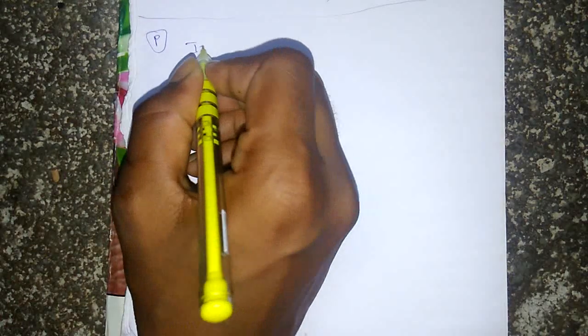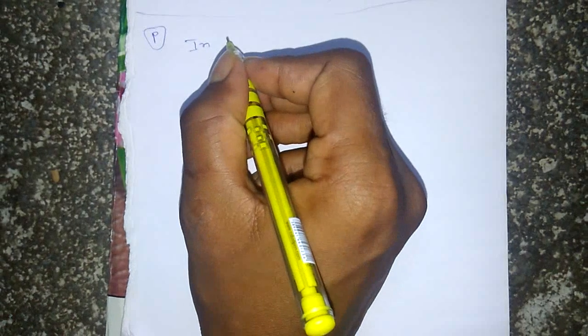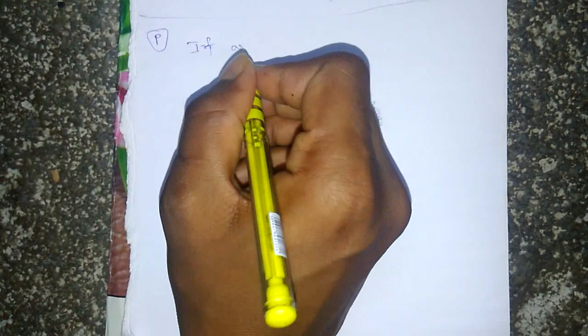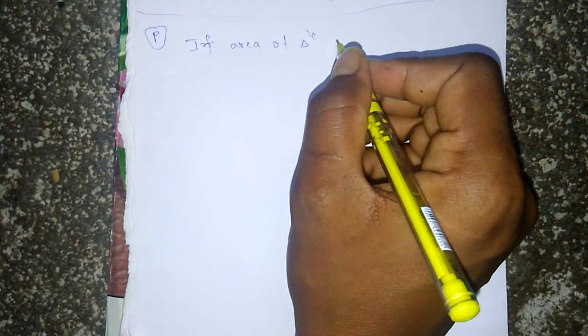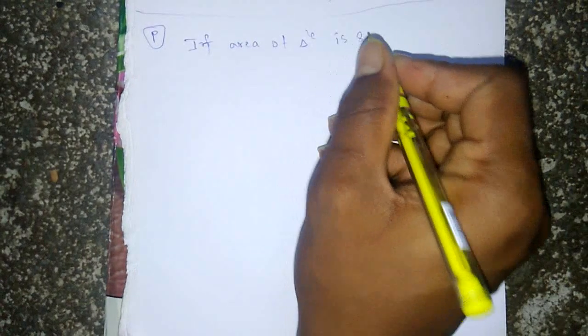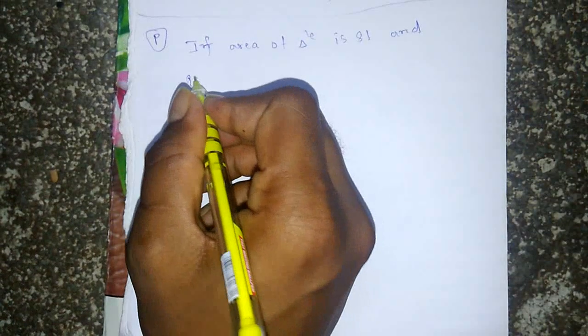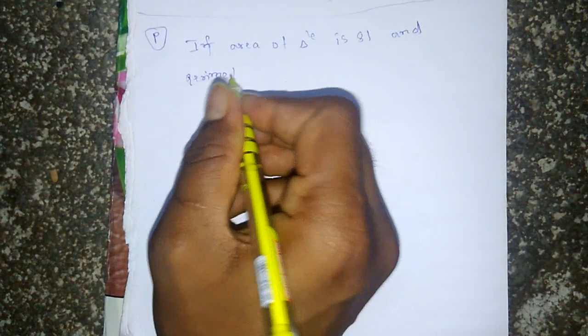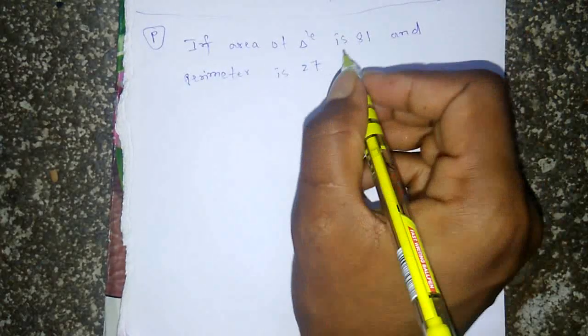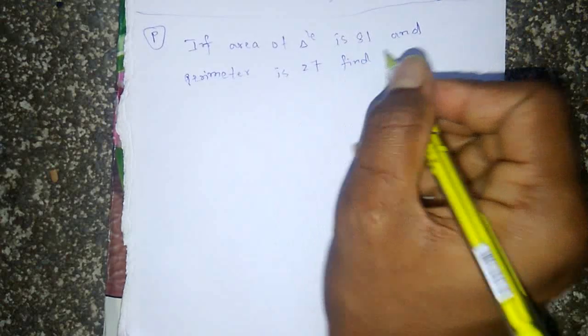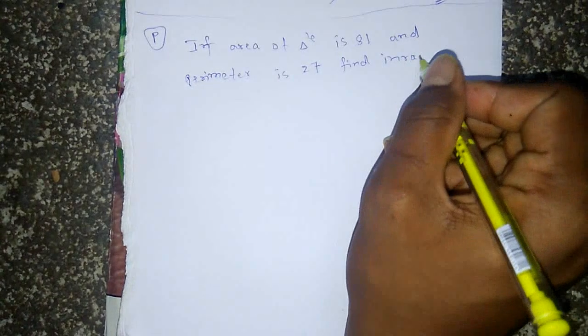So next problem is, in a triangle, if the area of the triangle is 81 and the perimeter is 27, then find the inradius.